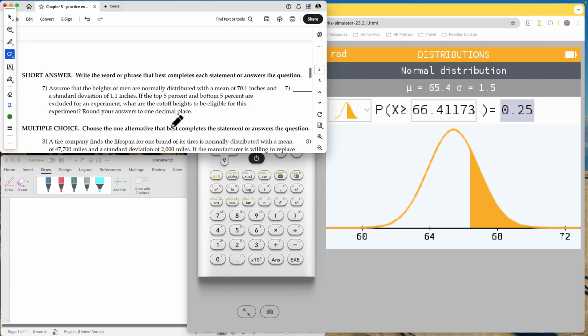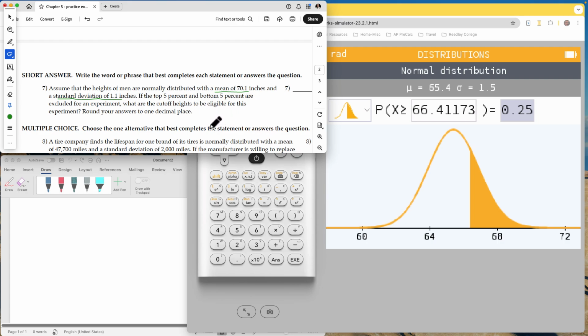Assume the heights of men are normally distributed with a mean. So again, you come through here, you just want to highlight or underline the mean and the standard deviation, right? Those are the two important things we're going to need. If the top 5% and bottom 5% are excluded from an experiment, what are the cutoff heights to be eligible for this experiment? Round your answers to 1 decimal places.